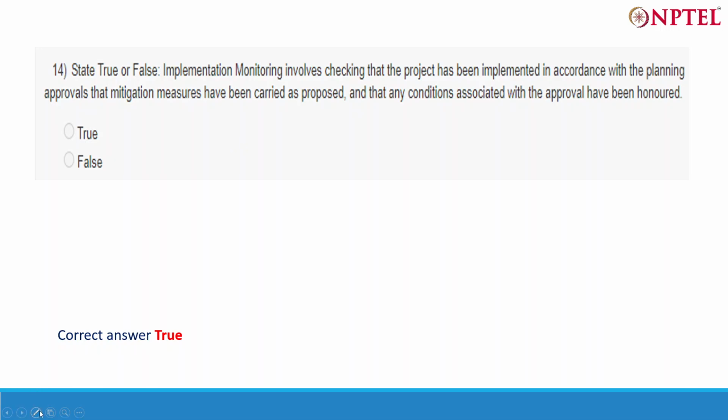When you do implementation monitoring, it involves checking that the project has been implemented. First you check whether the project has been implemented in accordance with the planning approvals, so whatever approvals were given for the project have been done on the site as per the requirements or design. And the mitigation measures: if you have a power plant, there can be a requirement for wet scrubbers or electrostatic precipitators. These are mitigation measures through which we capture air pollution. So whether these have been implemented or not, and whether any condition associated with the approval has been honored. So yes, this is a true statement.